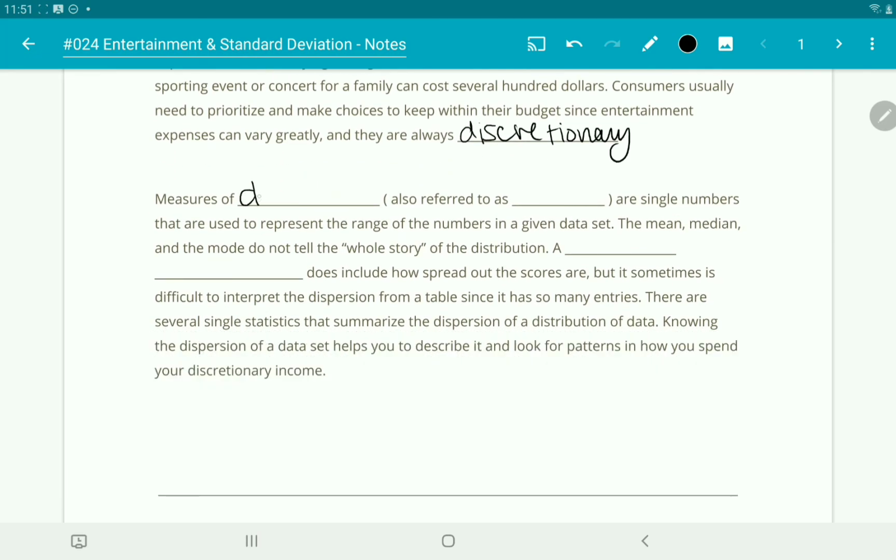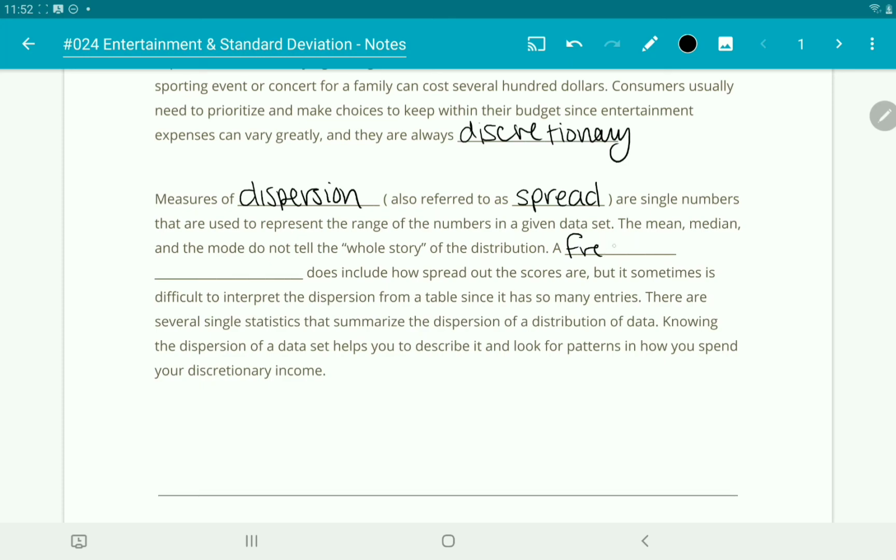Measures of dispersion, also referred to as spread, or how spread out data are, are single numbers that are used to represent a range of numbers in a given data set. So if you have a set of numbers, you can represent this or talk about this using the dispersion, or talking about how spread out the numbers actually are. The mean, median, and mode don't really tell the whole story of the distribution.